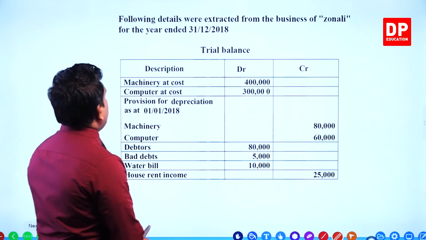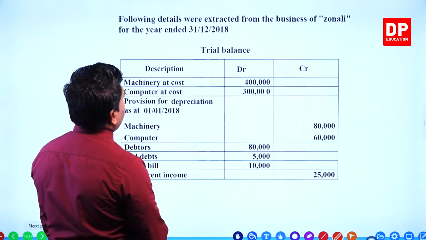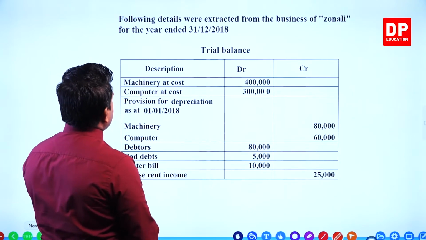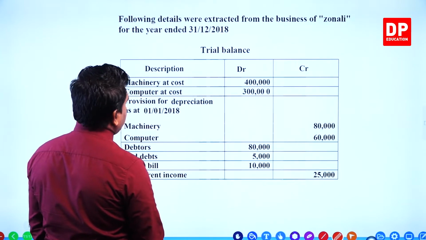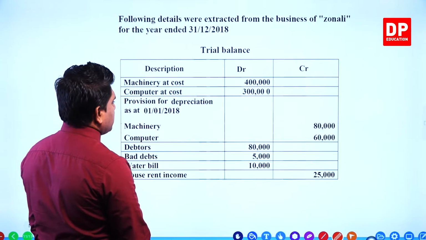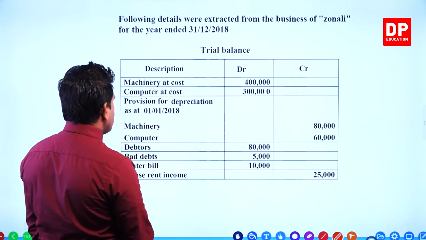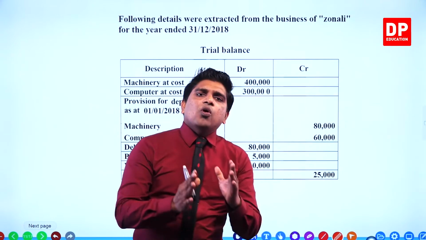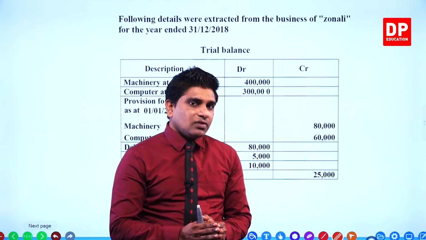Right. The following details were extracted from the books of Zonali for the year ended 31st December 2018. They have given us two non-current assets, machinery and computer, 400,000 and 300,000. Provision for depreciation, machinery 80,000, computer 60,000. Debtors, bad debts, water bill and house rent income are also provided. This question will cover all the additional informations. Right?